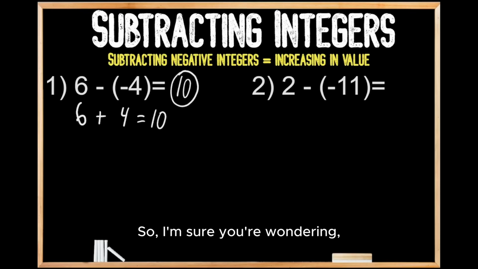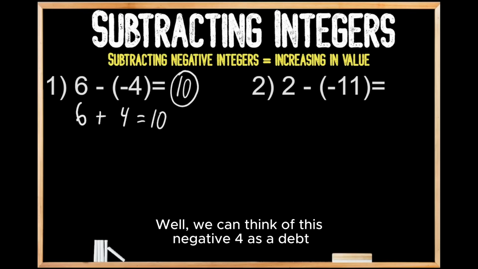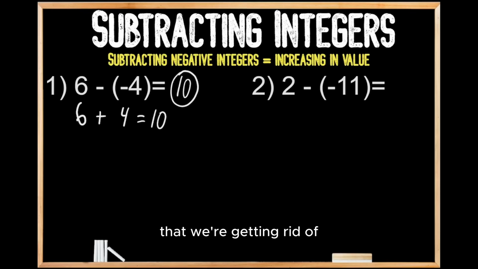So I'm sure you're wondering, how exactly does subtracting something lead to an increase in value? Well, we can think of this negative 4 as a debt that we're getting rid of. If we got rid of this debt of negative 4, then we would be left with 10 in total.